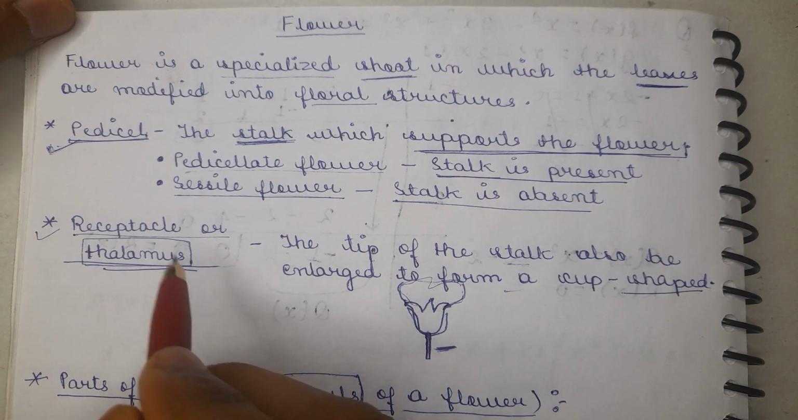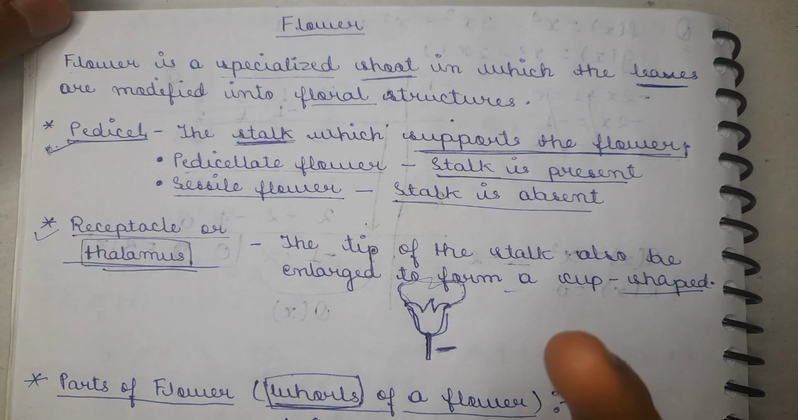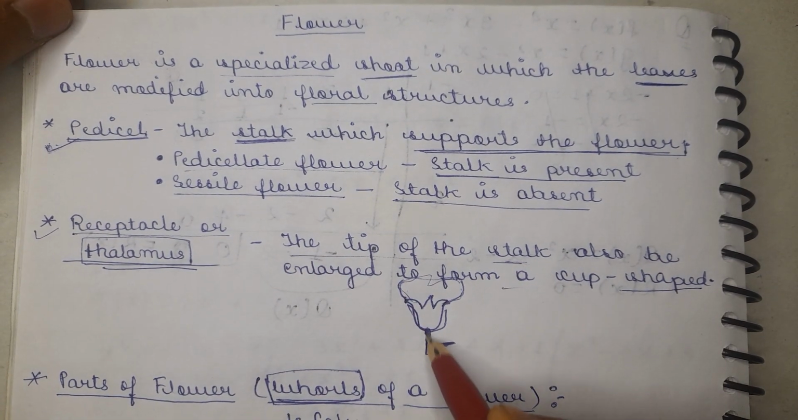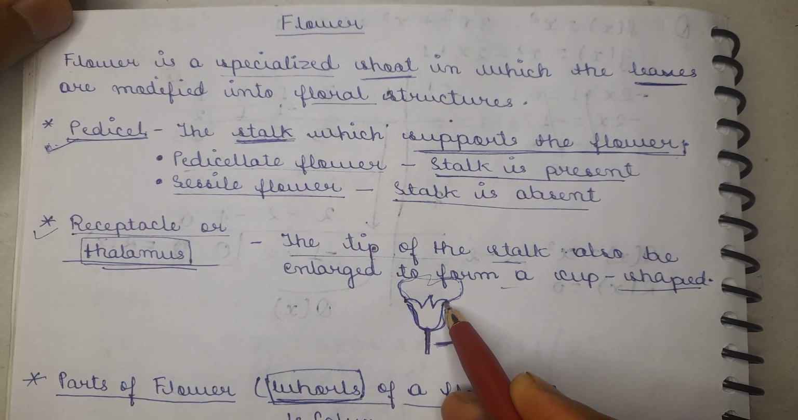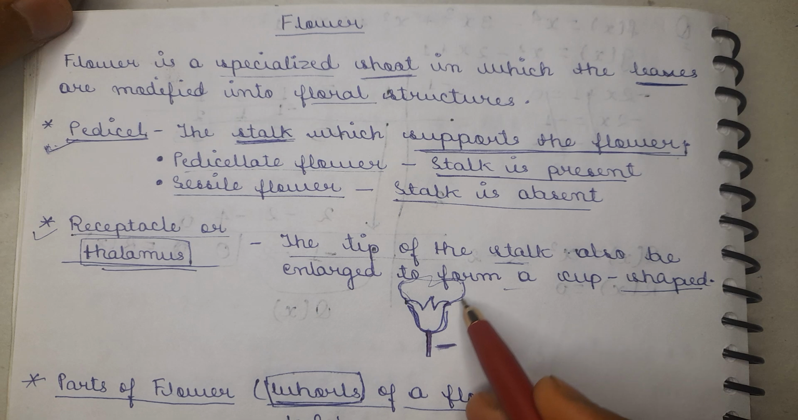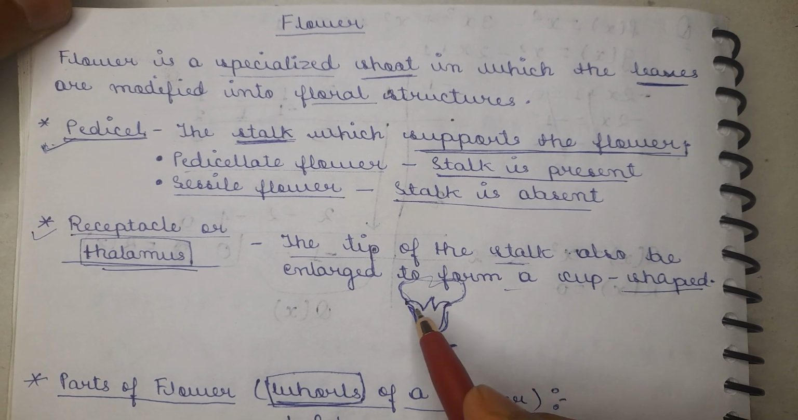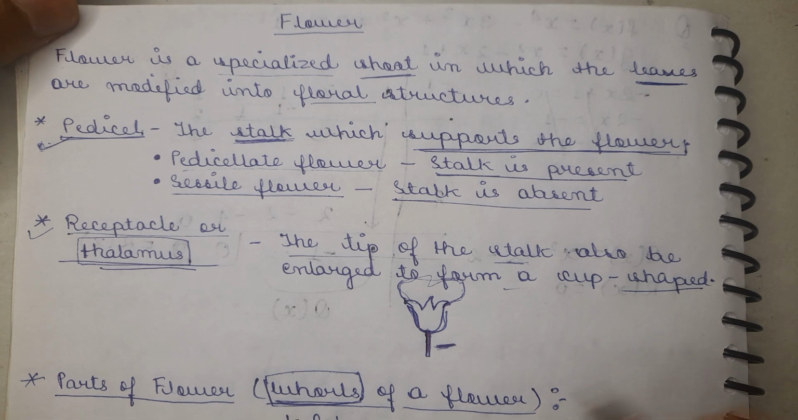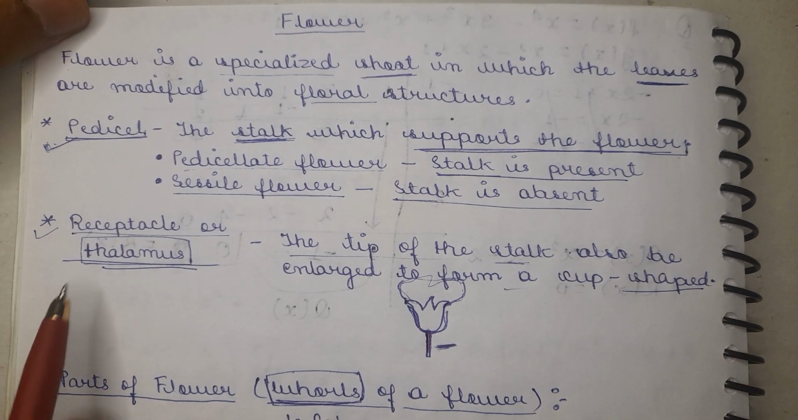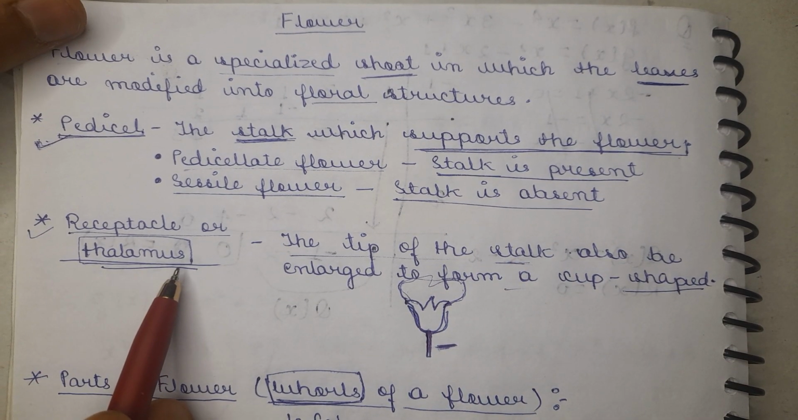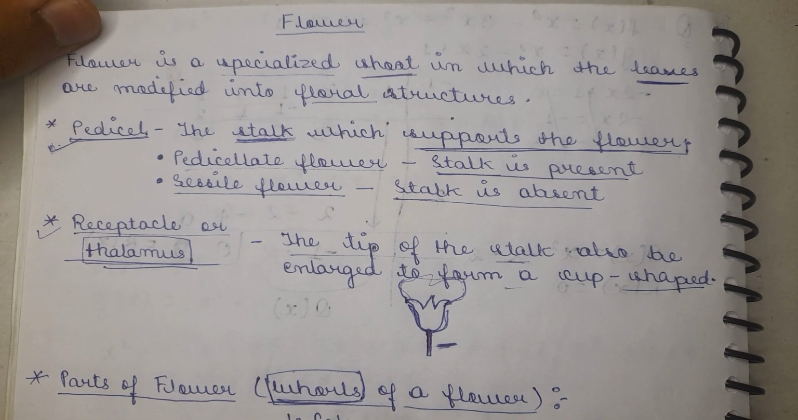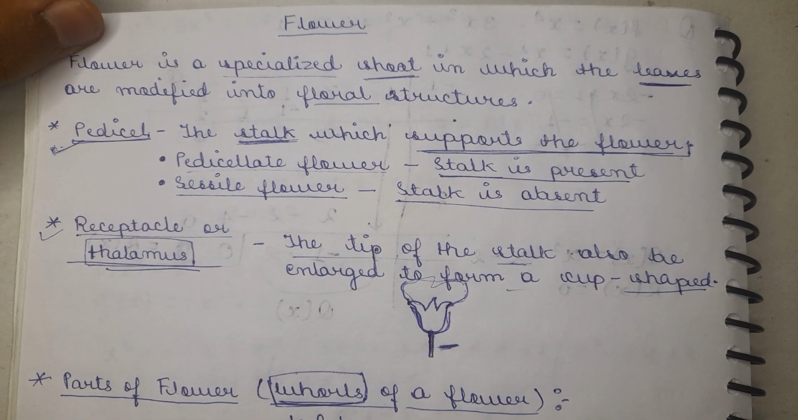Now another part is called the receptacle or the thalamus. The thalamus is basically a bag-like or cup-shaped structure. The tip of the stalk of a flower is enlarged to form a cup shape that holds the complete flower, or we can say holds all the parts of the flower on it. The thalamus is also responsible for holding all four whorls of a flower, that is the calyx, corolla, androecium and gynoecium.